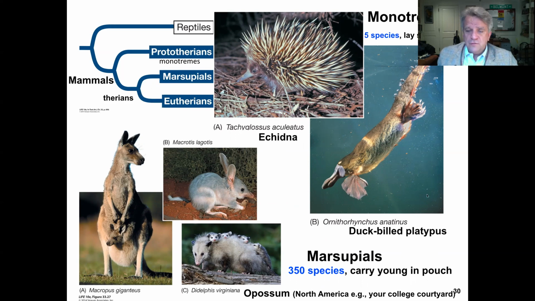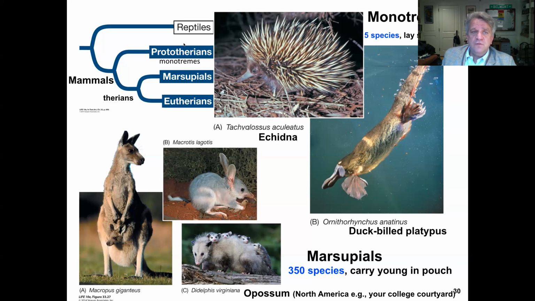So the marsupials are found primarily in Australia and South America, although we have a marsupial that lives in the Saybrook courtyard, and probably one that lives in all of the college courtyards. That is the opossum, a lineage that likely has a South American origin that basically dispersed into North America with the formation of the Panamanian Isthmus millions of years ago. So there are about 350 species of marsupials, more species than we find of monotremes.